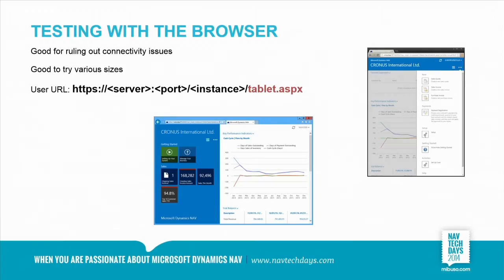Before, I was mentioning that you need to test on the real device, but you don't actually need to test on the real device all the time when you develop. The tablet experience that you've just seen runs just as well in the browser. You don't actually need the app to visualize it. The only thing you have to do is hit this URL: the URL of your server, your port and your instance, the same URL as you would use for your web client, but instead you append tablet.aspx at the end, and that will render in tablet mode.